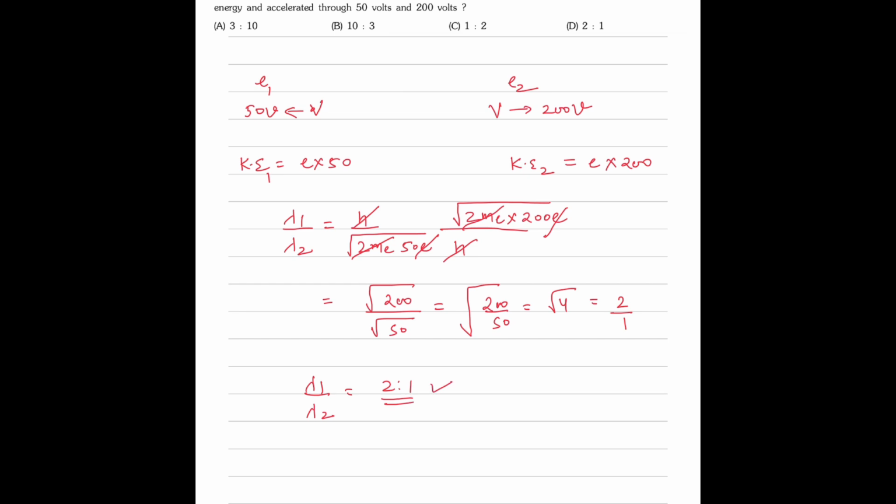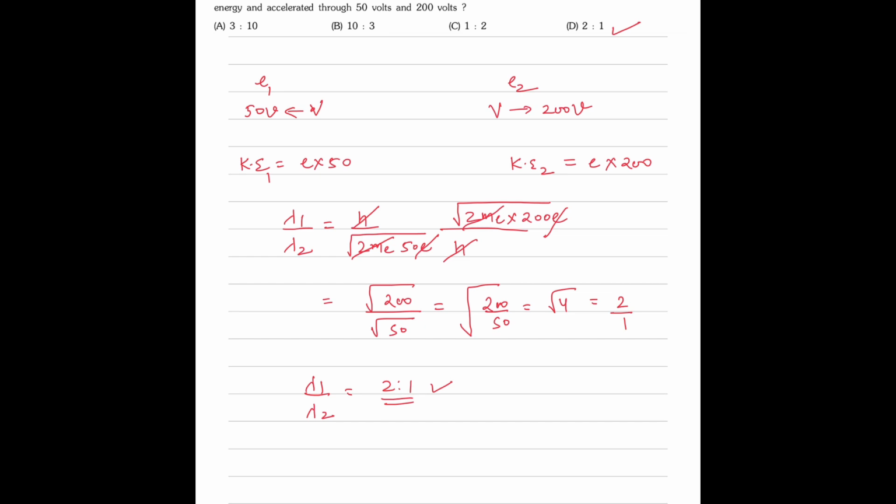So this is the ratio of their wavelength, 2:1. This is how we utilize these two formulas, or we can say all three formulas, in solving our problem. Now, the important thing is that the de Broglie concept is applicable mostly to microscopic objects, like electrons or protons, but not to heavier objects, or objects which we can see easily with our eyes.